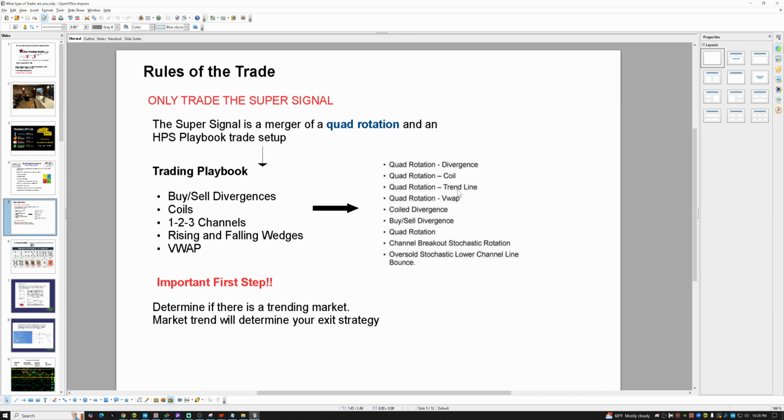A quad rotation trend line. That's a 1, 2, 3 pattern that comes down and hits 4, 5, or 6, and you have a quad rotation. The VWAP and a quad rotation. Coil divergence is kind of a secondary because I still trade buy and sell divergences. But anything with a quad is considered a super signal.